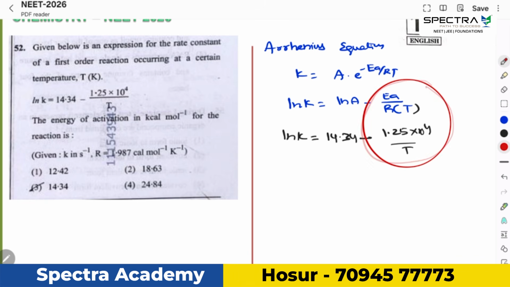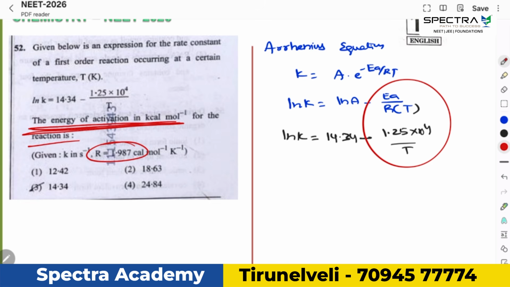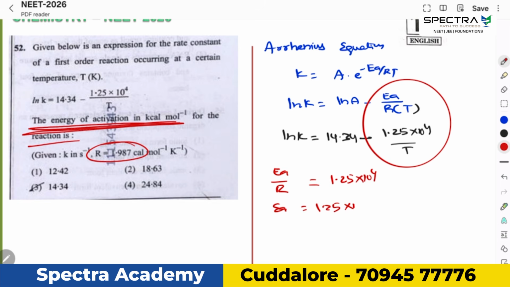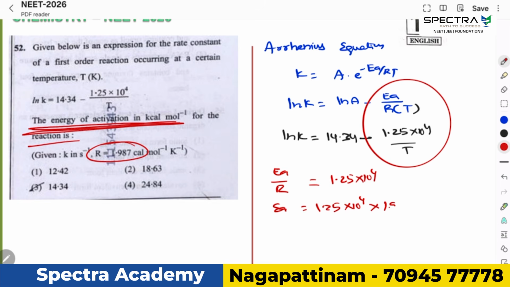Why? Because they are asking the question, the energy of activation in kilocalorie per mole. They mention the R value also, the energy of activation in kilocalorie per mole. So now EA by R, you can compare this equation. EA by R is equal to 1.25 into 10 to the power of 4. So EA is equal to 1.25 into 10 to the power of 4 into 1.987. Understood, students?